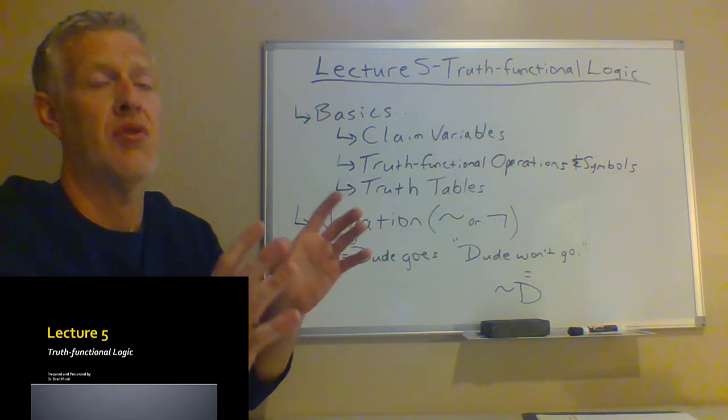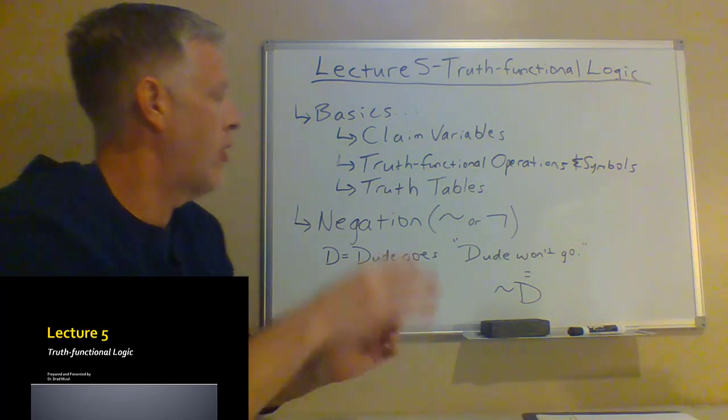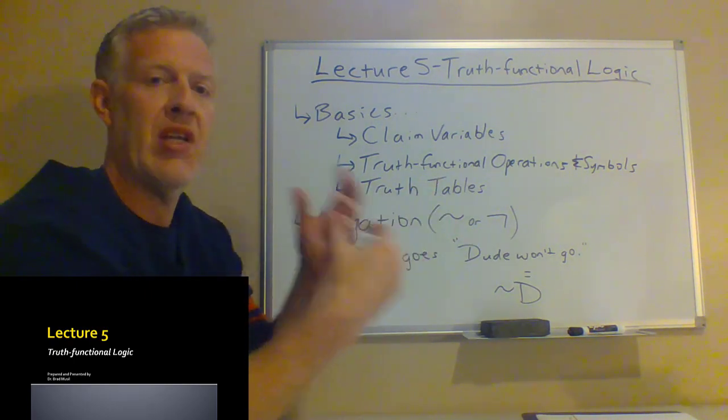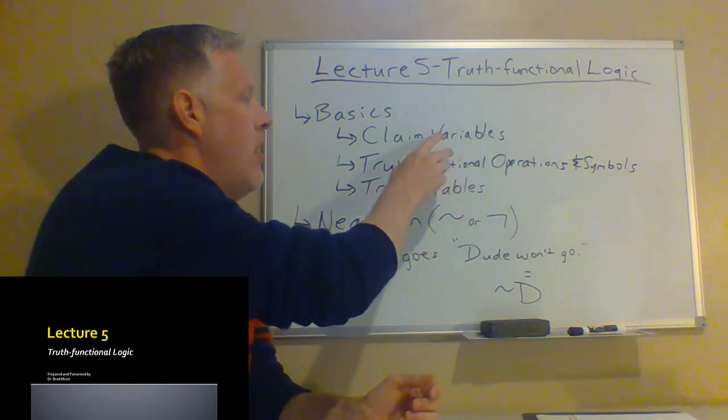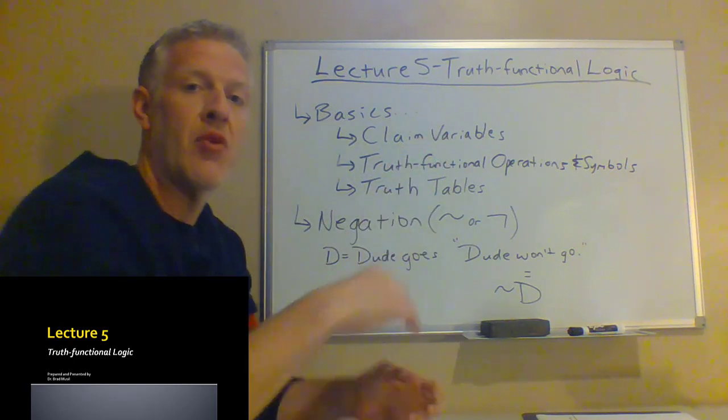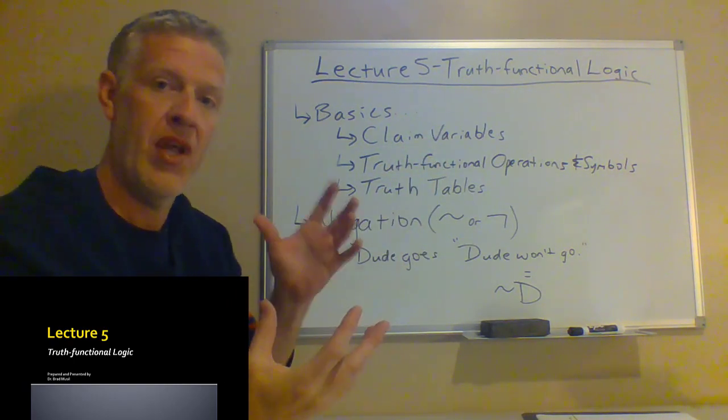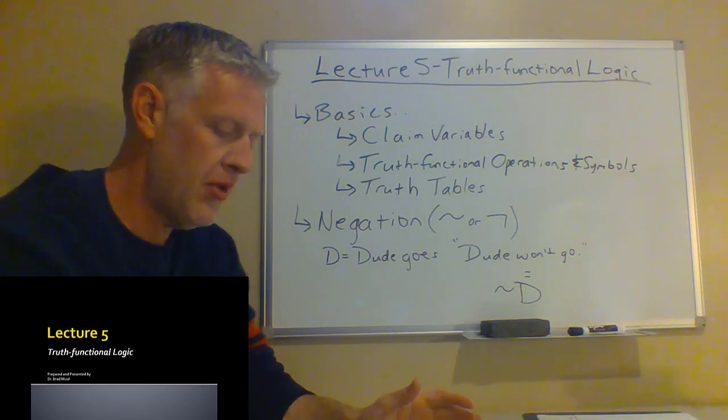Before that, we'll actually talk about expanding truth tables as well, like what to do if things become a little bit more complicated, or you have more than one or two claim variables. How do you go about constructing the truth table accordingly? So we'll get into some of those nuances.